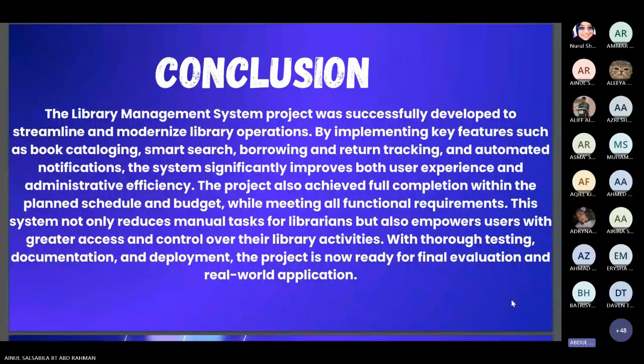Conclusion: the library management system project was successfully developed to streamline and modernize library operations by implementing key features such as book cataloging, smart search, borrowing and return tracking, and automated notifications. The system significantly improves both user experience and administrative efficiency. The project also achieved full completion within the planned schedule and budget while meeting all functional requirements.